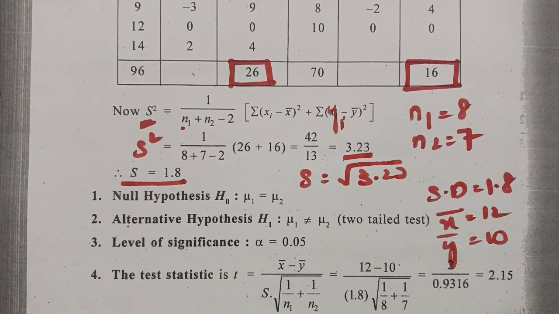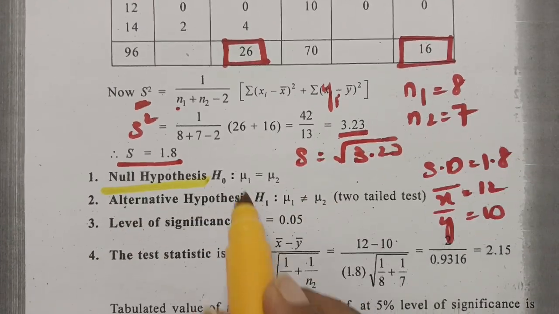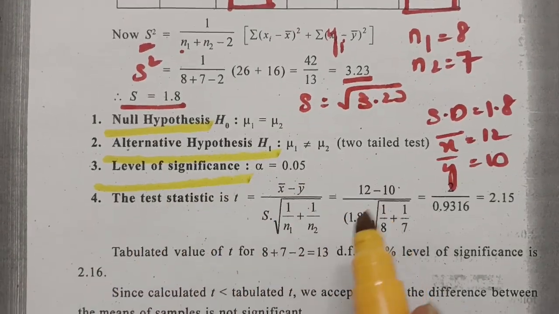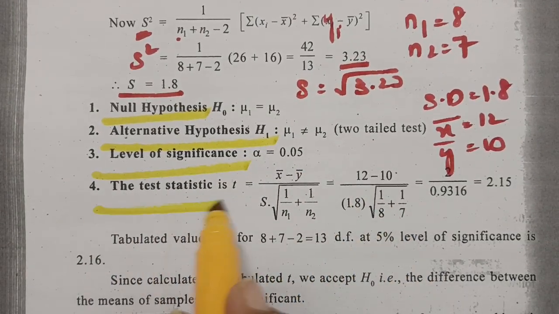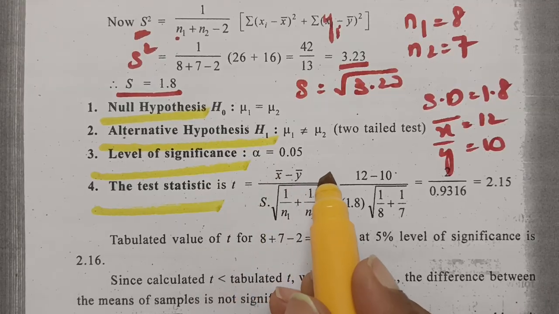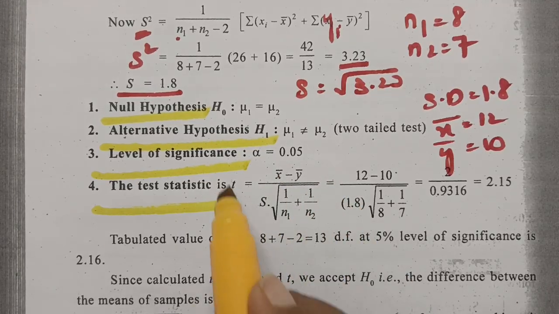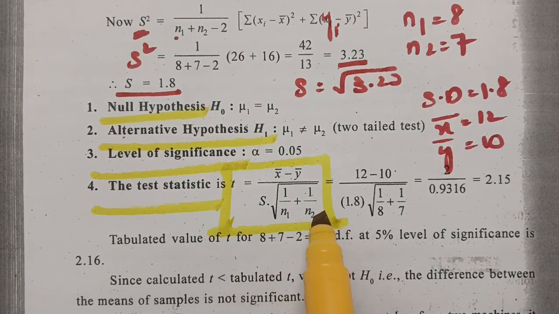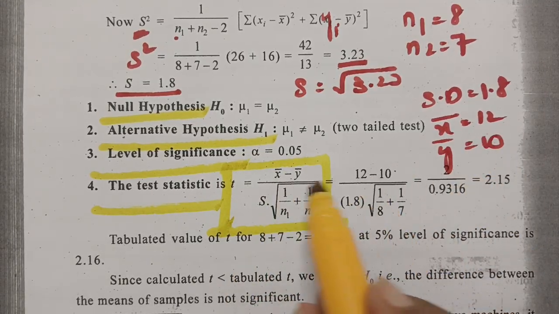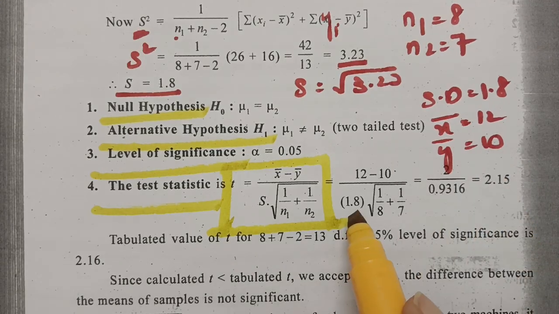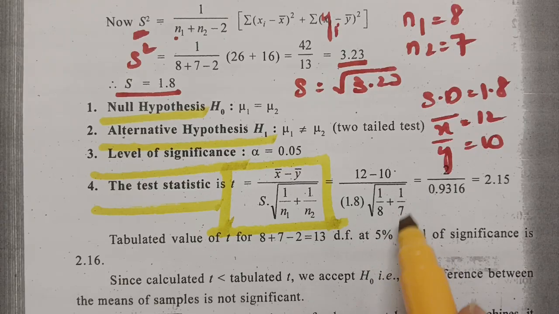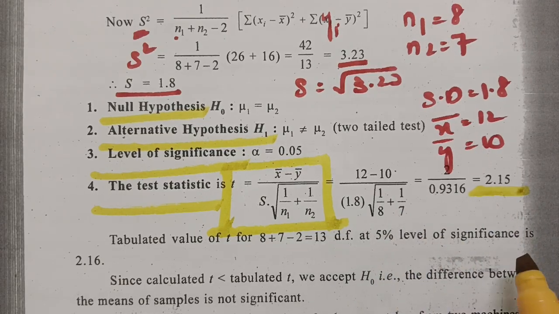So now we have to go with the 5 points. The first one is the null hypothesis. Null hypothesis: mu1 equal to mu2, alternate hypothesis: mu1 not equal to mu2. Level of significance alpha is equal to 0.05. Test statistic: t is equal to x bar minus y bar by s into root over 1 by n1 plus 1 by n2. This is most important. x bar is very clear as 12, y bar is equal to 10, standard deviation is equal to 1.8, root over 1 by 8 plus 1 by 7. The value here is 2.15.